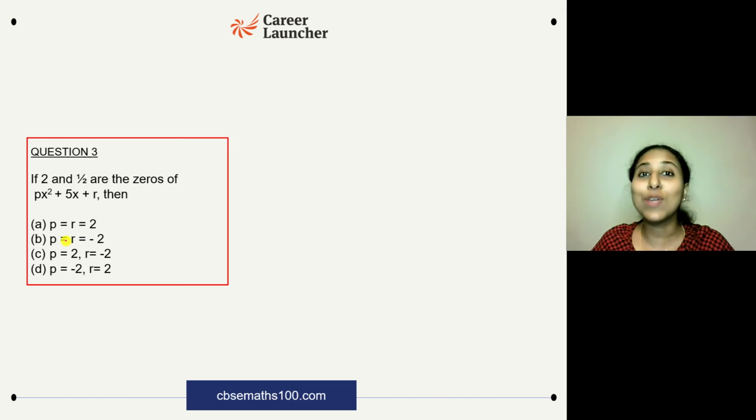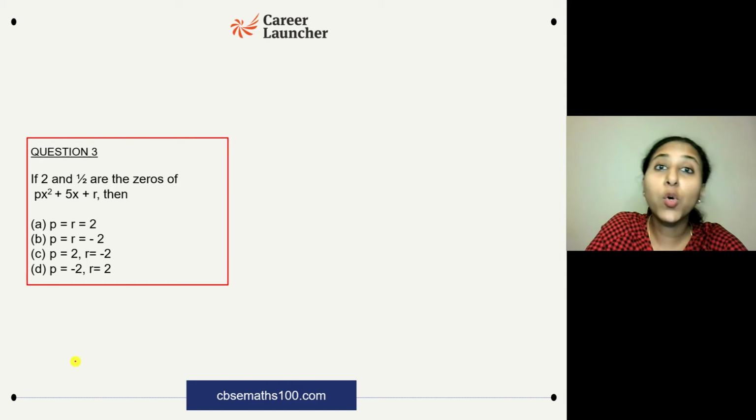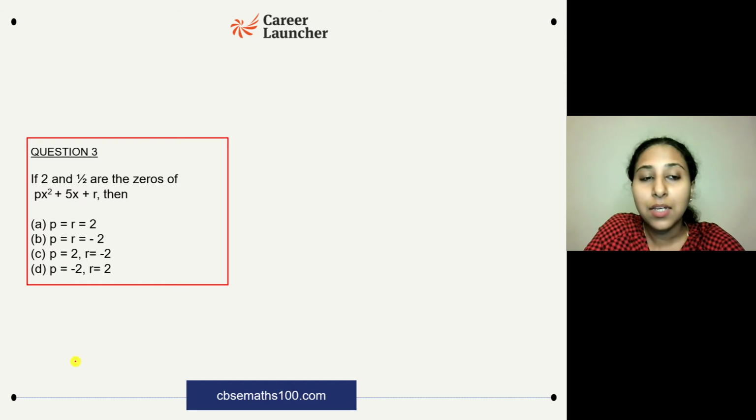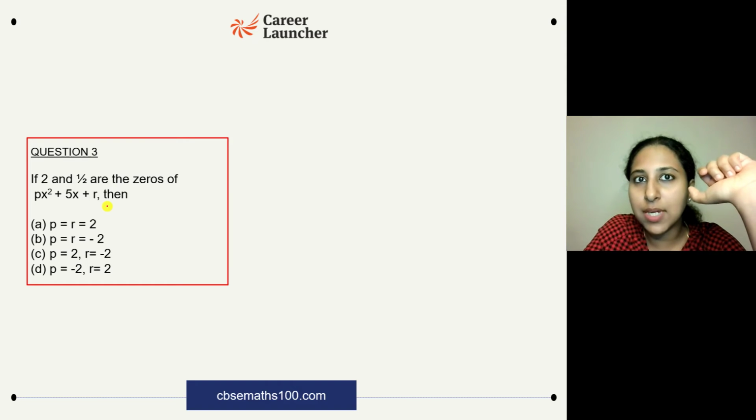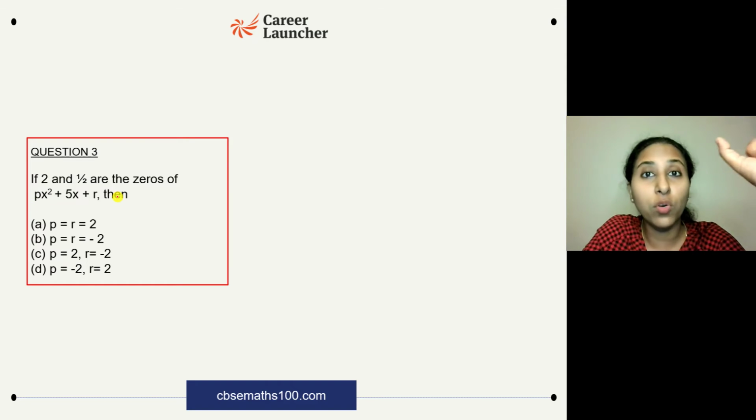Okay, question 3. If 2 and 5 are the zeros of px square plus 5x plus r, then what condition between p and r would be true? What is the value of p and r? This is another question based on finding the values of constants when zeros are given. Here, 2 zeros are given and you're having 2 unknown values.